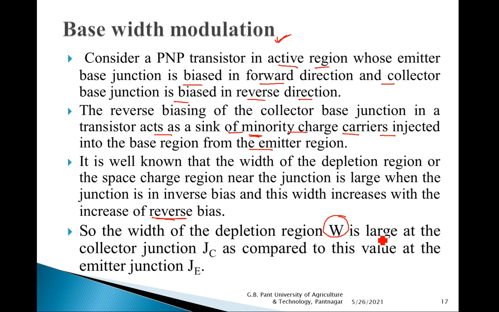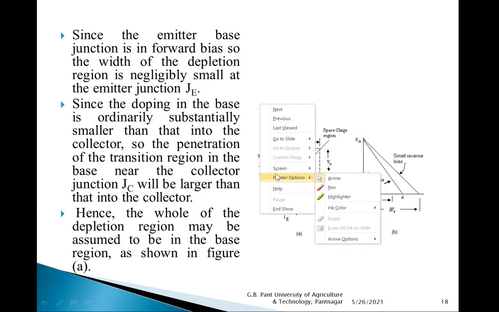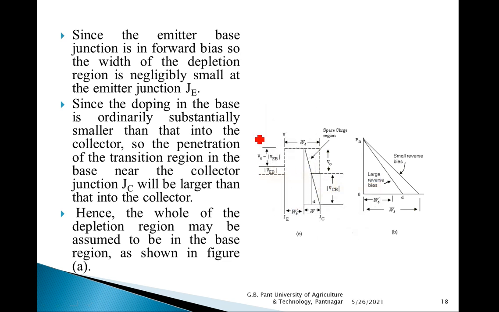is large at the collector junction JC. Suppose you take the width of the depletion region to be W, then it is large at the collector junction JC as compared to the value at JE, because JC is in reverse bias condition and JE is in forward bias condition. Now since the emitter base junction is in forward bias, the width of the depletion region is negligibly small at this emitter junction, that is JE.